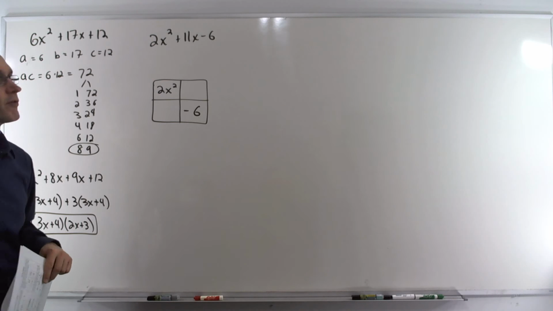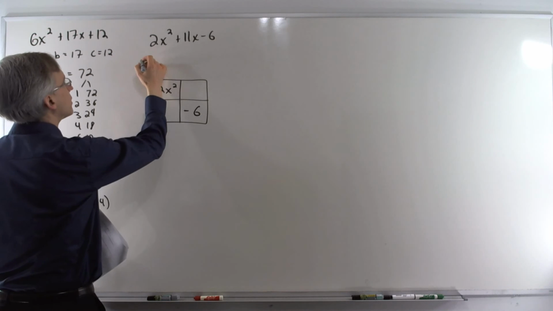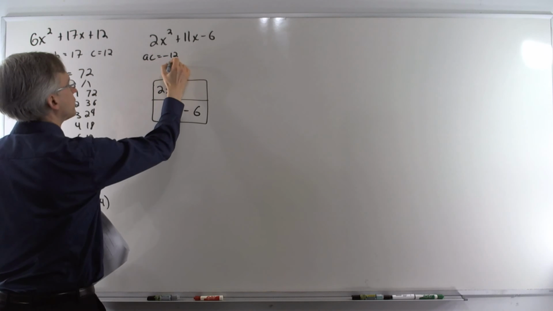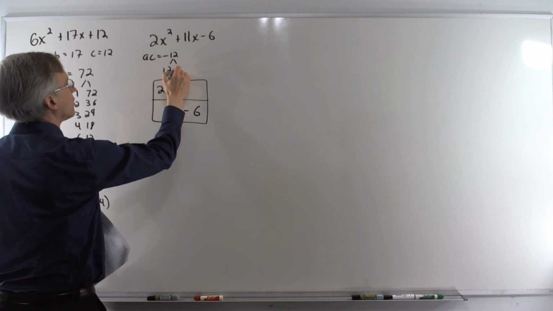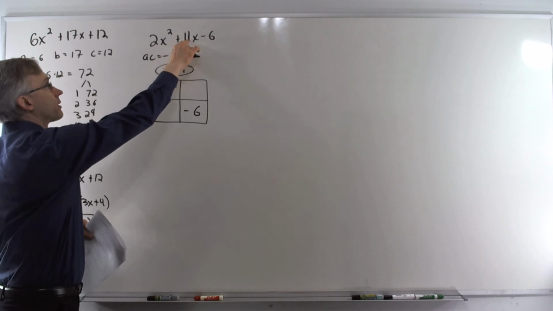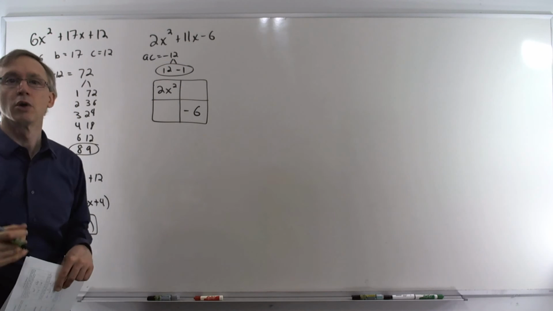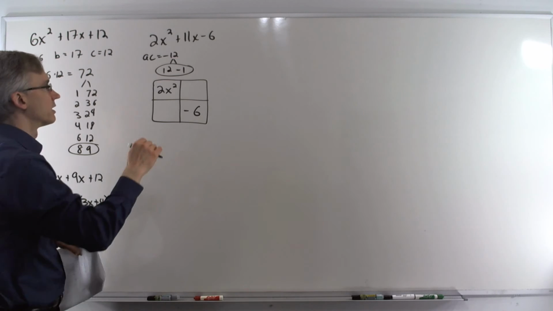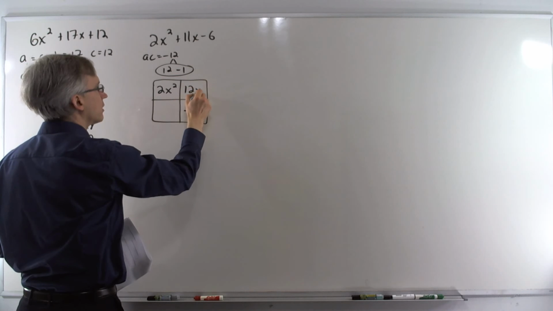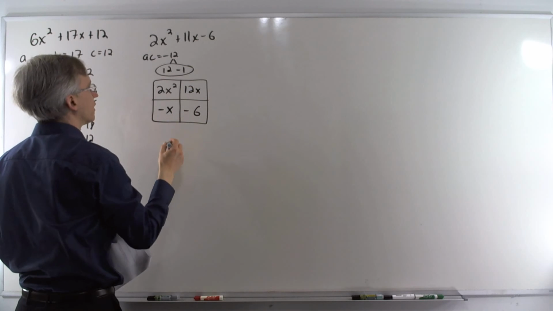And now when we solved this before, we found AC was negative 12, and our two numbers were 12 and negative 1. And we split up that middle term using those two numbers. We're going to do the same thing this time, except these are going to go in these two boxes. So I'm going to put 12x over here and negative x over here.